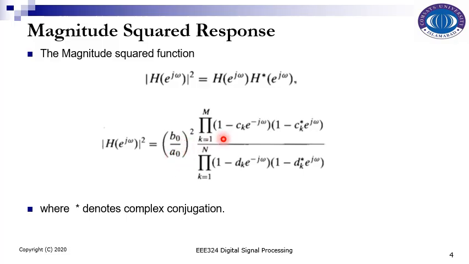So over here we have our H(e^jω), and then we conjugate each of the zero factors, we get this factor, and each of the pole factors are also conjugated, and this is H(e^jω) into H conjugate (e^jω). This way we can get an expression for the magnitude squared function of the frequency response.